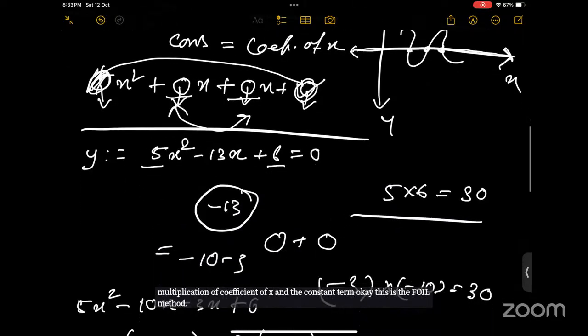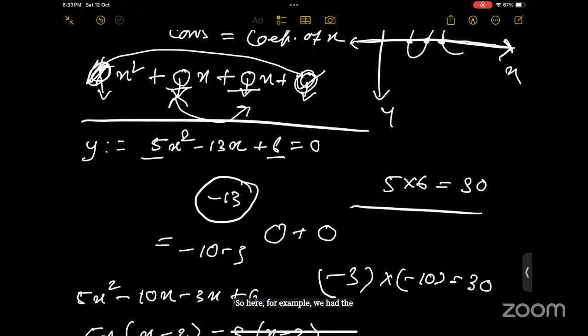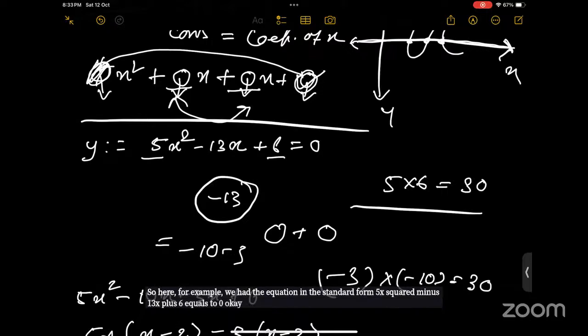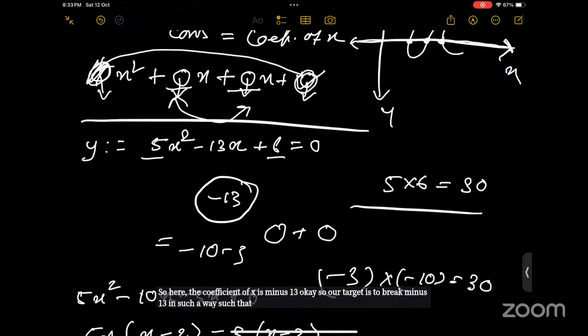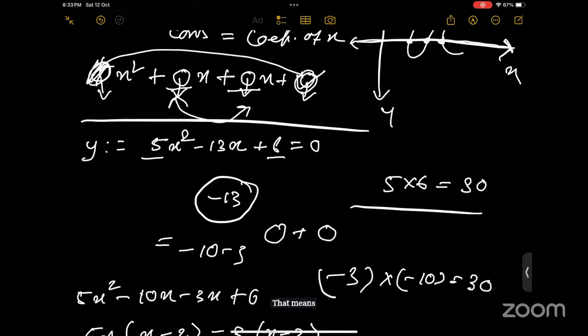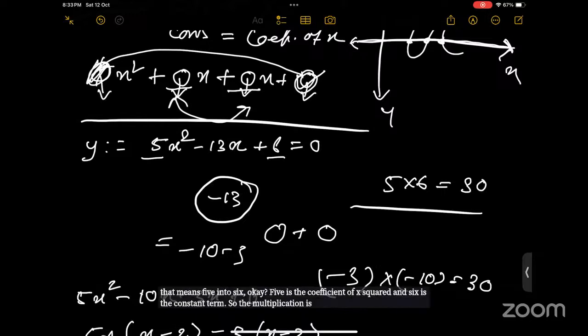So here, for example, we had the equation in the standard form 5x squared minus 13x plus 6 equals 0. Here the coefficient of x is minus 13. Our target is to break minus 13 in such a way that the multiplication of these two components will be equal to 30, that means 5 into 6. 5 is the coefficient of x square and 6 is the constant term. So the multiplication is 30, and we have to break minus 13 in such a way that the multiplication of these two components will be 30. Okay, so this is basically a trial and error method.